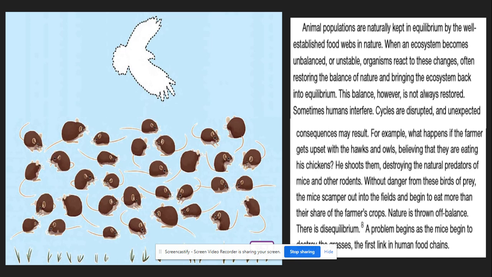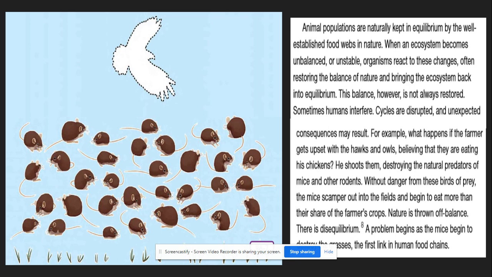Animal populations are naturally kept in equilibrium by the well-established food webs in nature. When an ecosystem becomes unbalanced or unstable, organisms react to these changes, often restoring the balance of nature and bringing the ecosystem back into equilibrium. This balance, however, is not always restored. Sometimes humans interfere. Cycles are disrupted, and unexpected consequences may result.